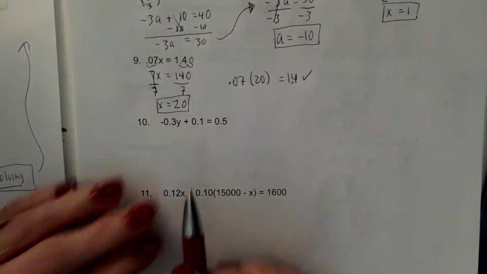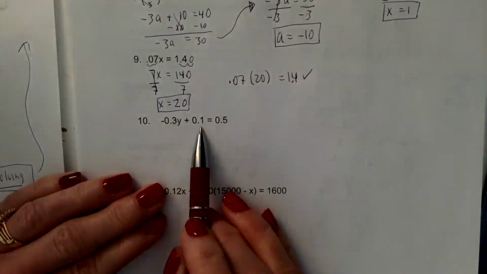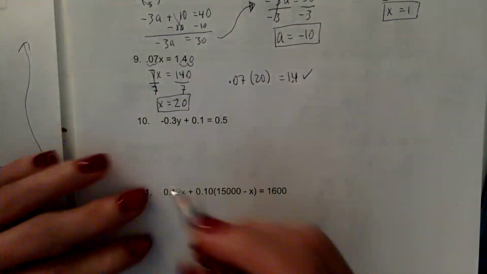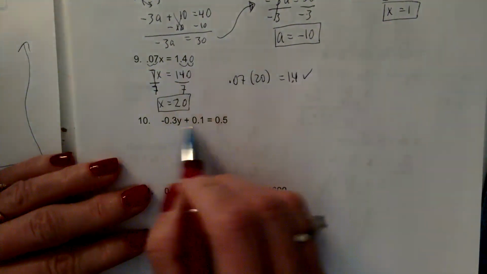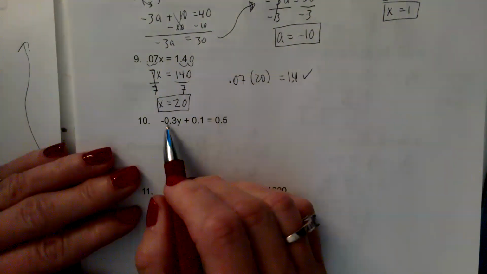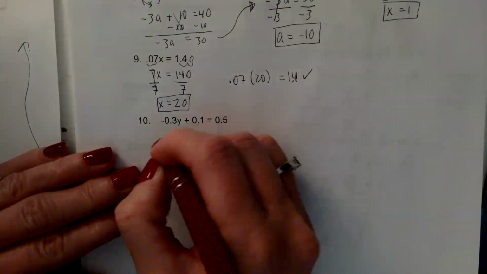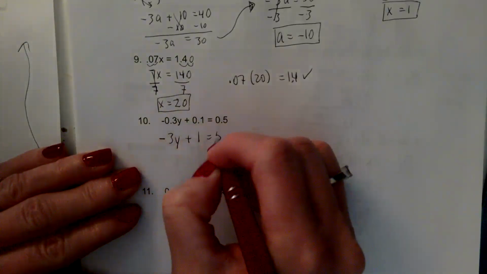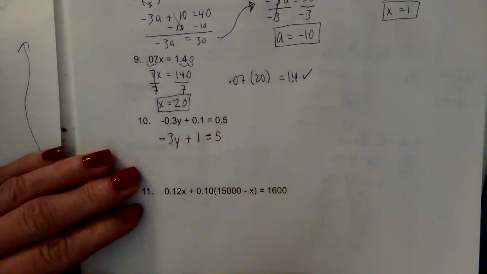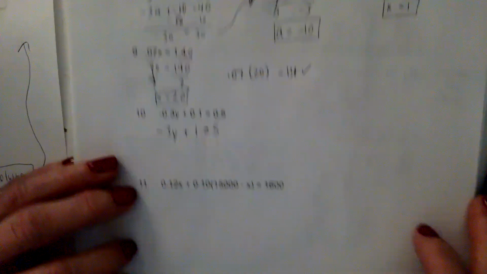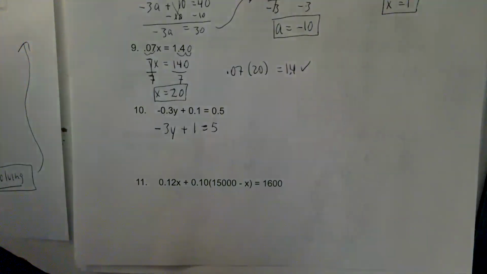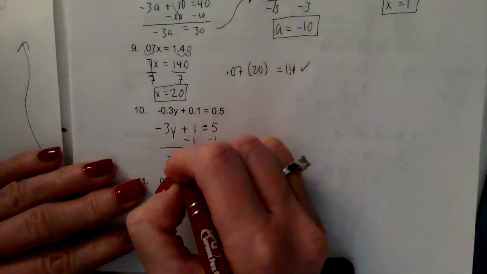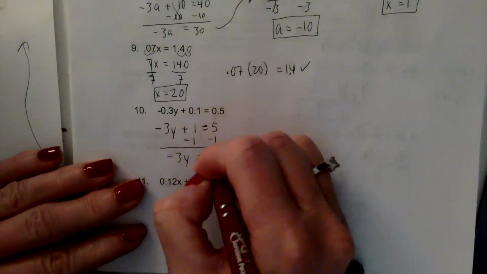Okay, number 10. I have 1 decimal place, 1 decimal place, 1 decimal place. So I am going to move the decimal to the right on each of them once. So this just becomes, that means these zeros on the left can go away because they're only there as a placeholder. So this is a negative 3y plus 1 equals 5. And now I'm back to solving a more simple equation. So I have to subtract 1. My result is a negative 3y equals 4.